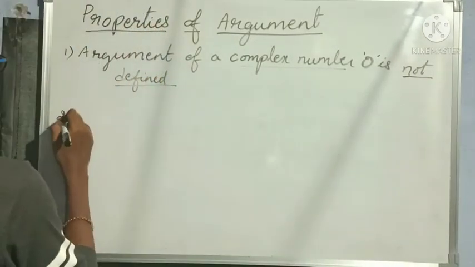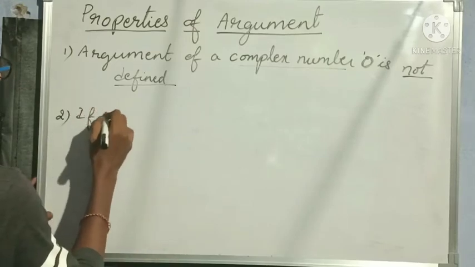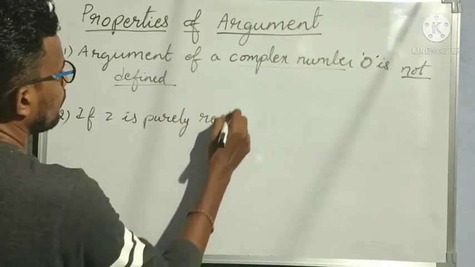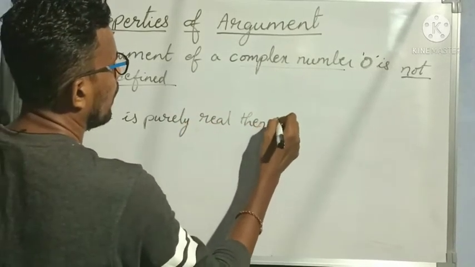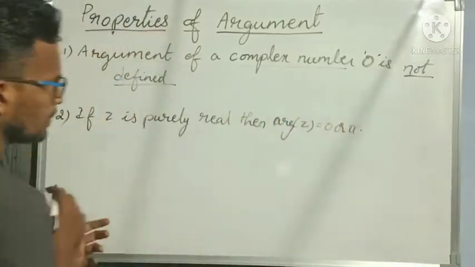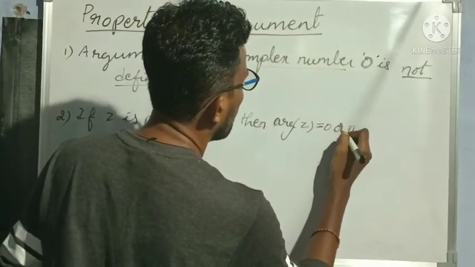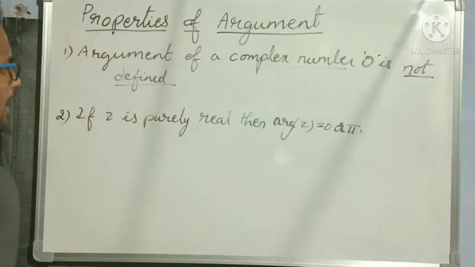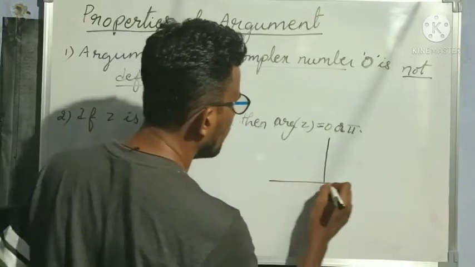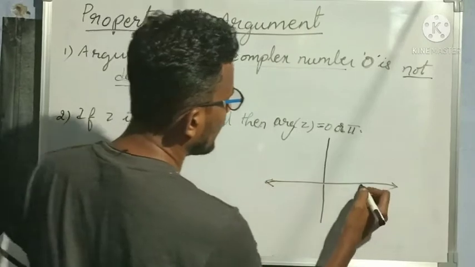Okay, next, second property: if Z is purely real, then the argument of Z is equal to 0 or pi. If Z is purely real, it means we have only a real value for Z but no imaginary value, so only the x value will be there.